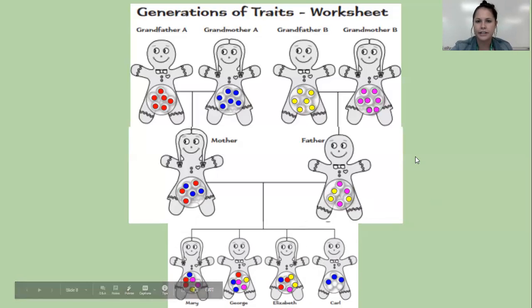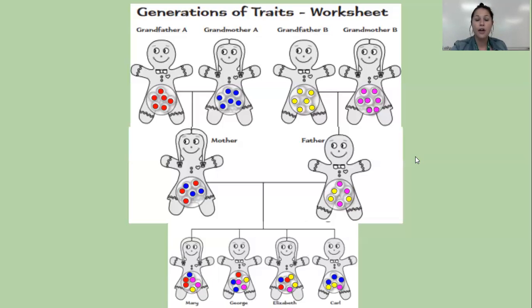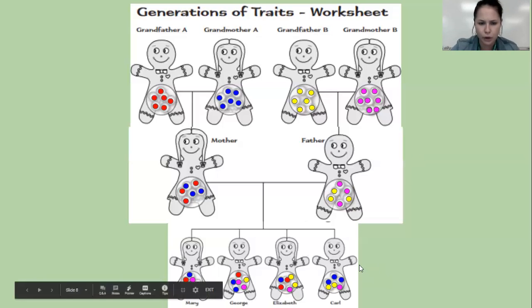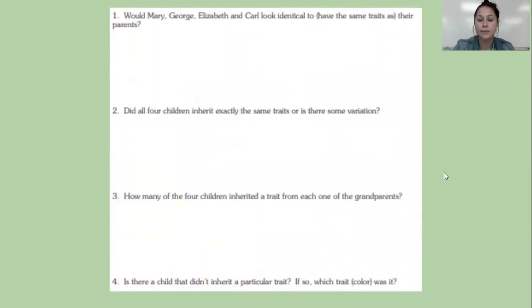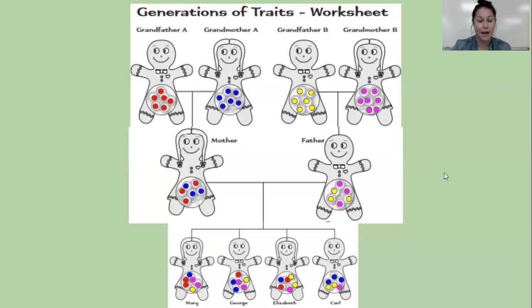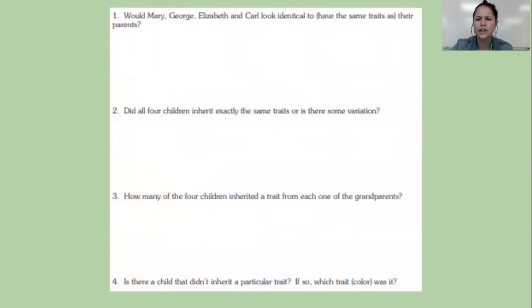Now he has to inherit some from the father's side of the family, and we see 2 yellows and a purple. So each of these children have inherited traits from their parents and their grandparents, but they are not all the same because they're only siblings. They're not twins. Now, your job is going to be to think about this experiment that we just ran, and you're going to head over to the classwork tab and answer these questions for week 8.